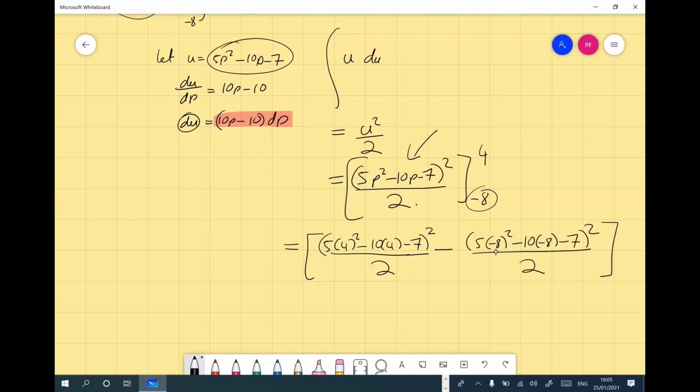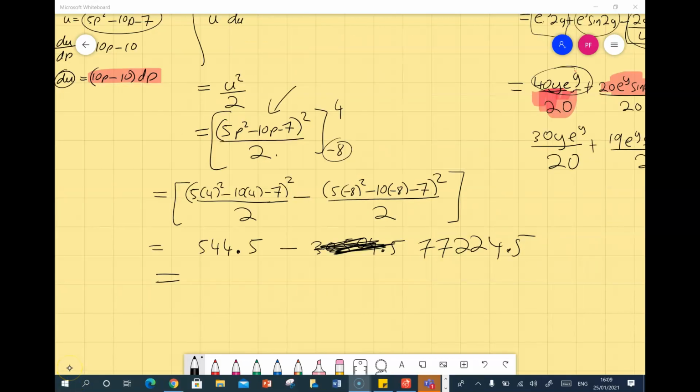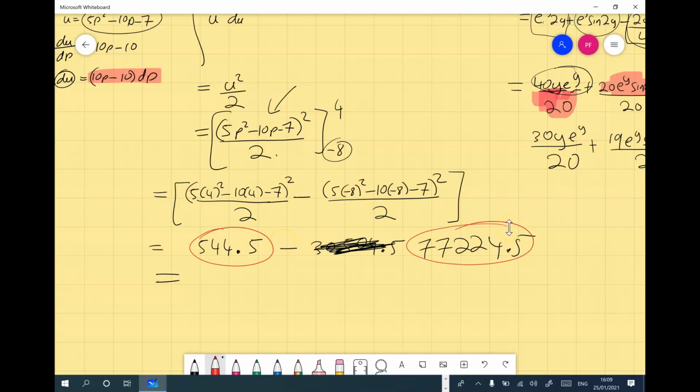Okay, so I'm going to work the first two bits out in my calculator individually. Okay, so for the first one, don't forget you're squaring the brackets. And we're taking away 77,224.5. So one minus the other gives us minus 76,680.